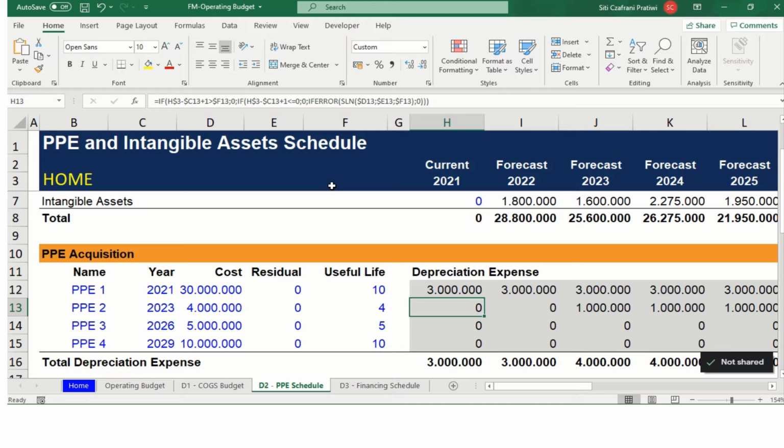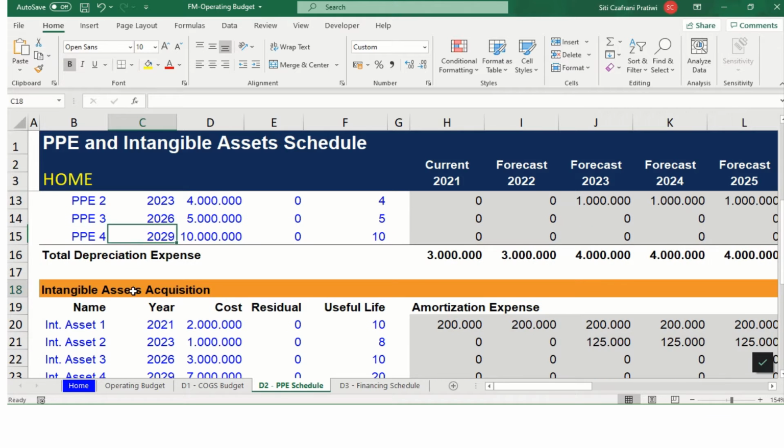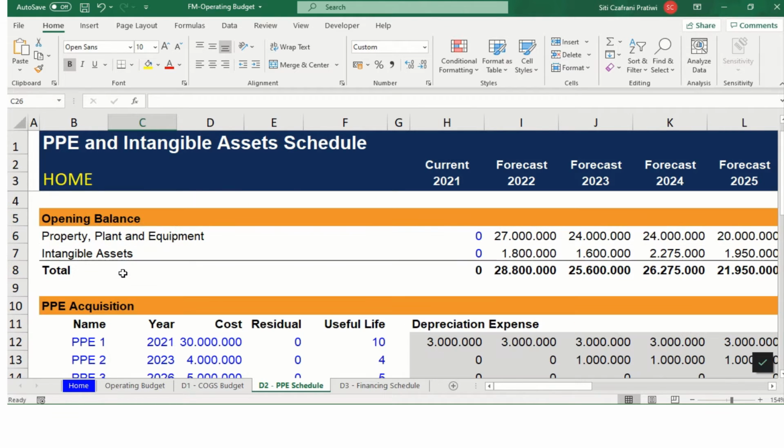So let's move to another topic, which is the PPE and intangible asset schedule. We will use the output from the schedule as an input for our operating budget and our financial statement, which we will create later on. There are several sections here. The first one is the opening balance section, then PPE acquisition, intangible asset acquisition, and closing balance.